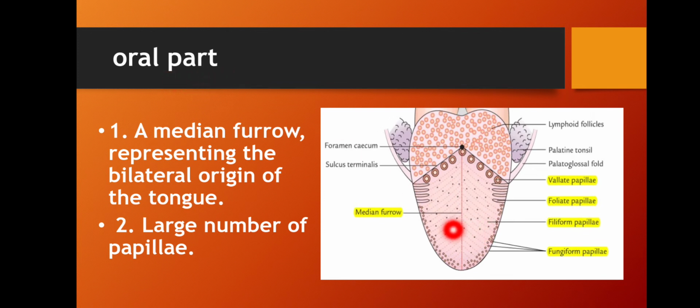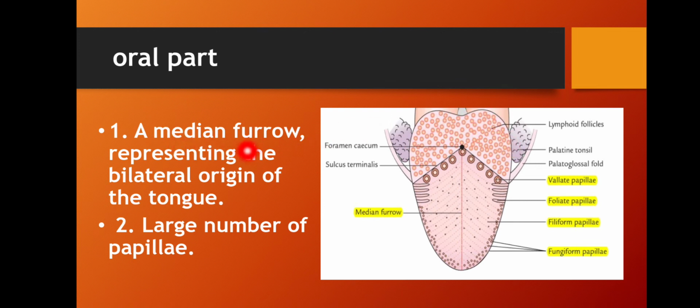So you can see this is the oral part. This is the sulcus terminalis. This sulcus terminalis divides the whole dorsum of the tongue into two parts. That is the oral part, which is the anterior two-third, and this is the pharyngeal part, which is the posterior one-third.